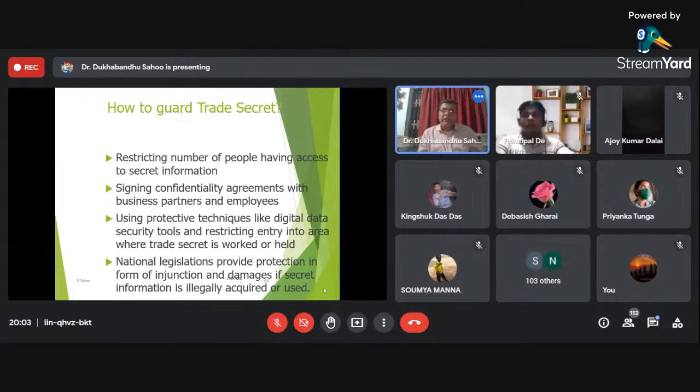Then using protective techniques like digital data security tools, which many software companies nowadays use because of cyber crime and other things, and restricting entry into areas where trade secrets are kept.